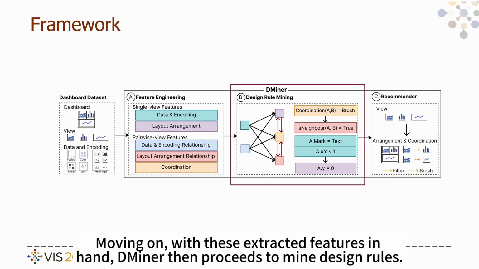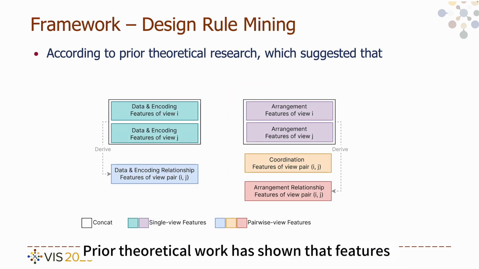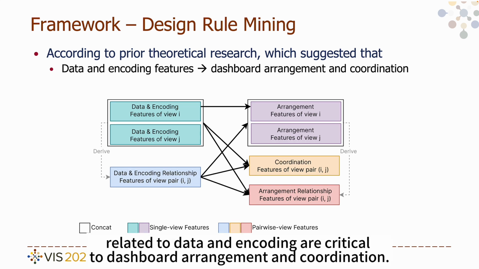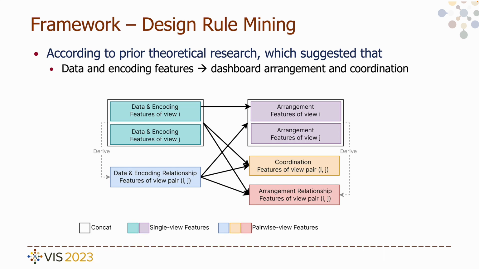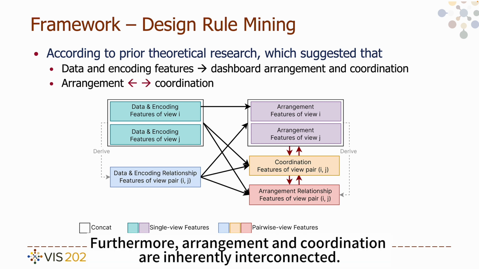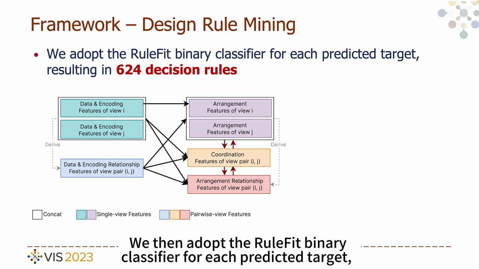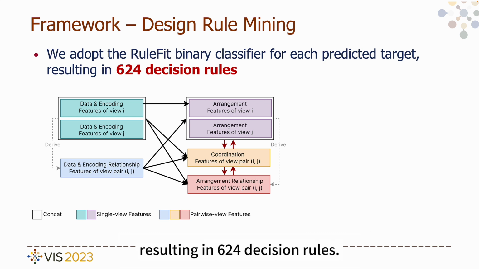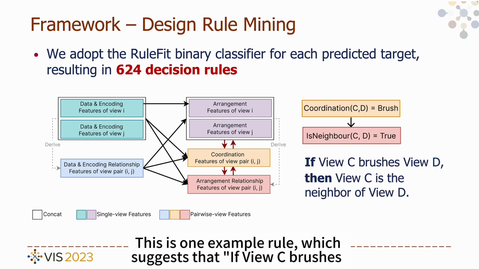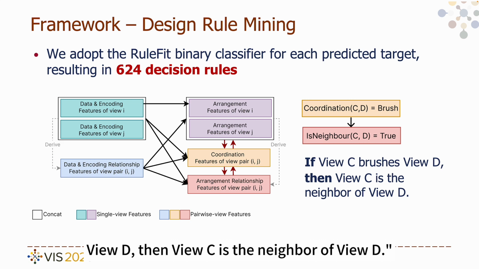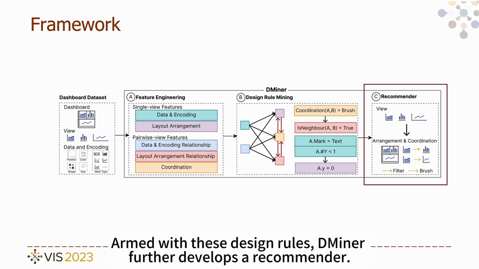Moving on, with these extracted features in hand, DMiner then proceeds to mine design rules. Prior theoretical work has shown that features related to data and encoding are critical to dashboard arrangement and coordination. Furthermore, arrangement and coordination are inherently interconnected. Thus, we build the mapping relationship between these features. We then adopt the rule-fit binary classifier for each predicted target, resulting in 624 decision rules. This is one example rule, which suggests that, if view C brushes view D, then view C is the neighbor of view D.